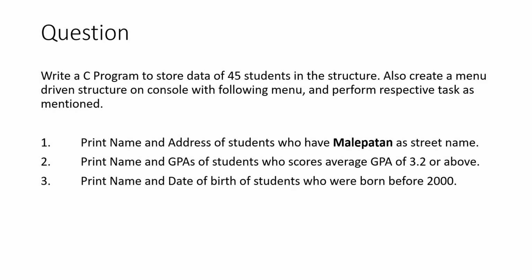The first task is to print the name and address of students who have Malepatan as a street name, and the second task is to print the name and GPAs of a student who scores an average GPA of 3.2 or above. Then the third task is to print the name and date of birth of students who were born before 2000.